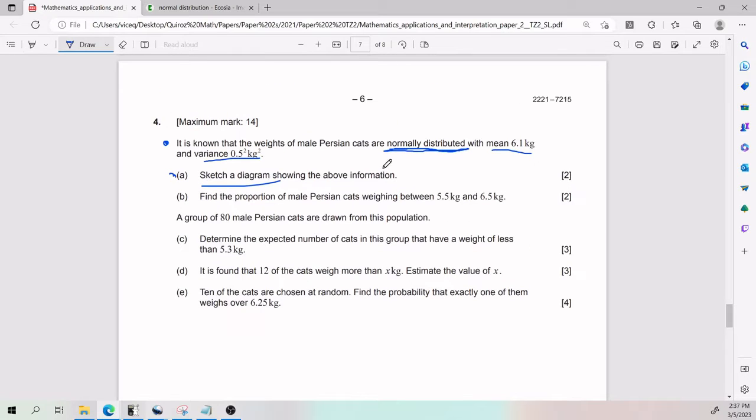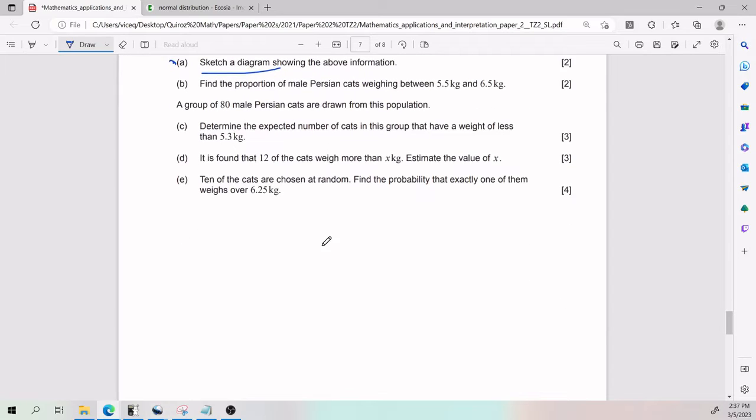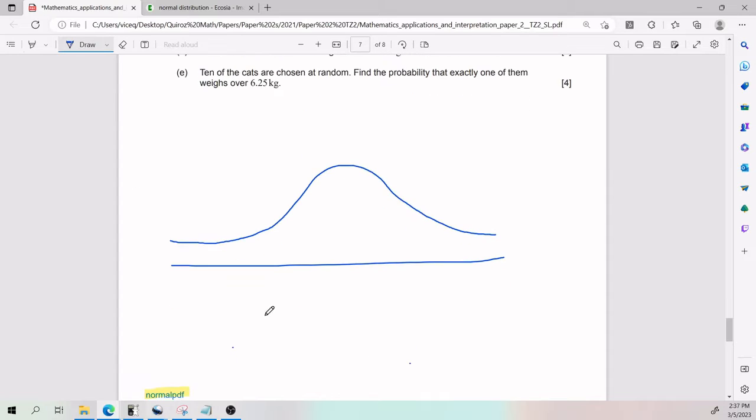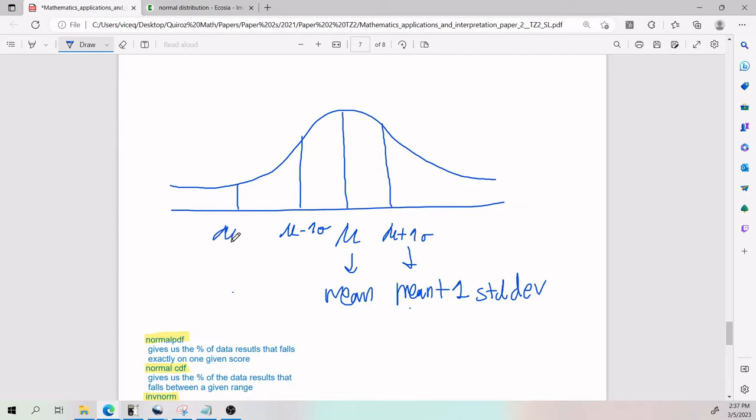Okay. Sketch a diagram. We know it's normally distributed. A normal distribution is also called many times a bell curve. Okay. So we will literally draw a bell curve that looks like this. All right. And I'm just gonna say right away, the guy in the middle is this, which is your mean. And then over, you have your mean plus 1 standard deviation. Okay? So 1 backwards would be your mean minus 1 standard deviation, and you keep going like that.